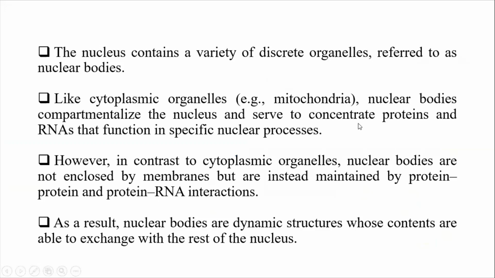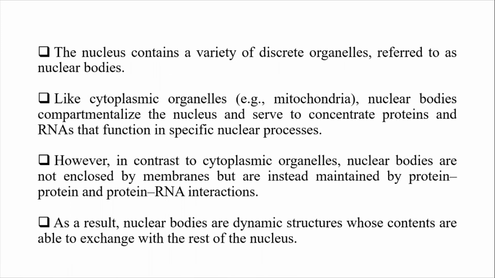Now the nuclear body. So what are nuclear bodies? They are discrete organelles present in the nucleus. For example, like cytoplasmic organelles, mitochondria, nuclear bodies compartmentalize the nucleus and serve to concentrate proteins and RNAs for a specific nuclear process. However, in contrast to cytoplasmic organelles, nuclear bodies are not enclosed by membranes, but are instead maintained by protein-protein and protein-RNA interactions. So there, no membrane is present.